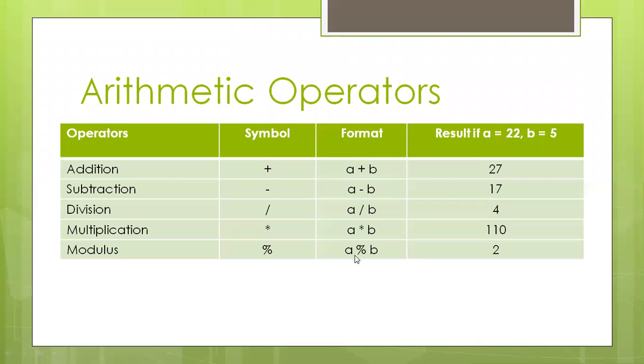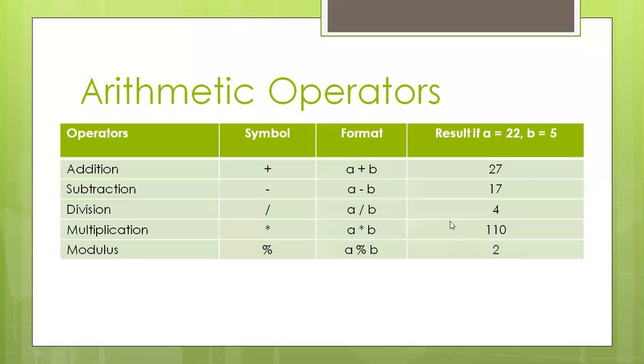Now see a modulus b. It is not percentage; you will pronounce it as modulus. A mod b means it will also divide, but it returns the remainder. Now see, 22 divided by 5: 4 will be the quotient, but 22 minus 20 will give you a remainder of 2.